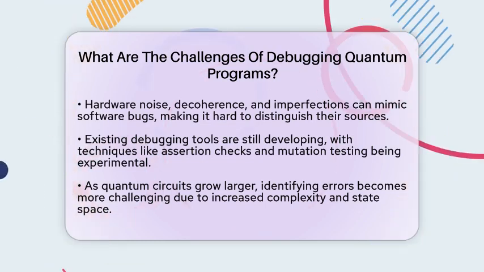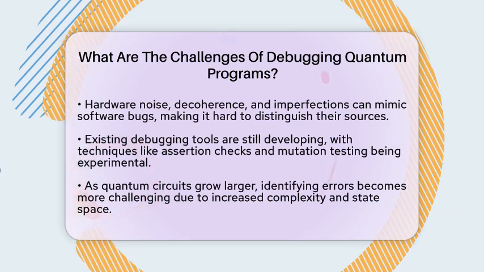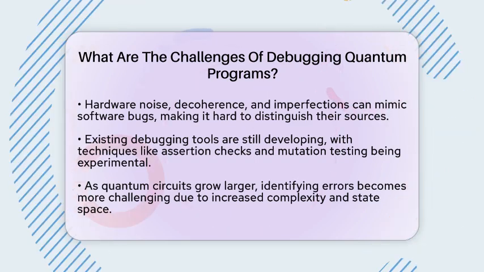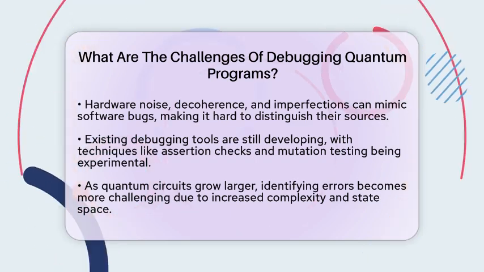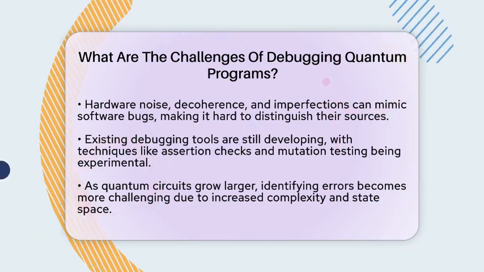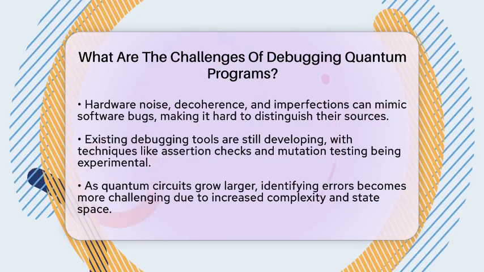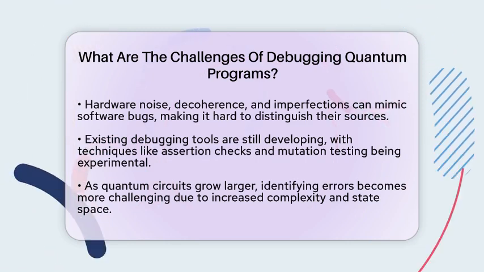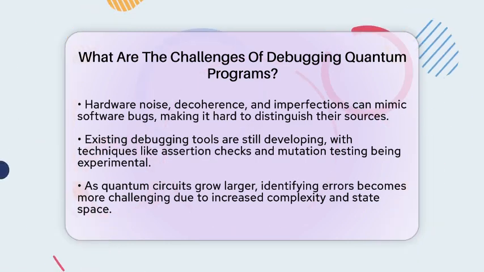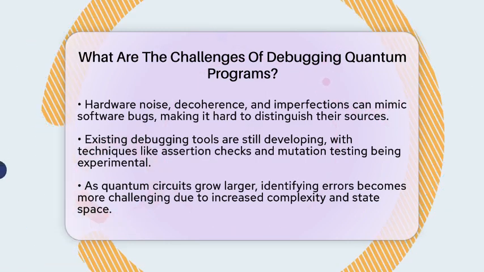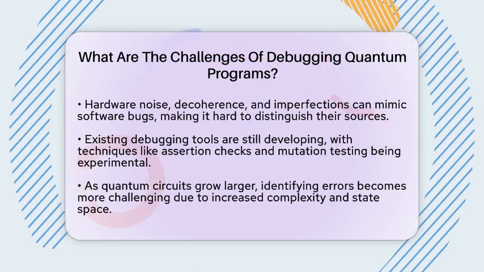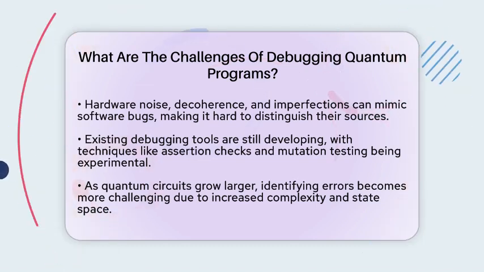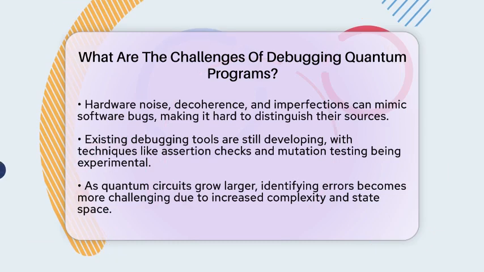Debugging tools for quantum programs are still developing. Unlike classical debugging, which has well-established techniques, quantum debugging needs new approaches. Some methods involve assertion-based debugging, mutation testing, or statistical checks, but these are not yet mature or widely available. This means developers often have to create custom solutions for their specific problems.